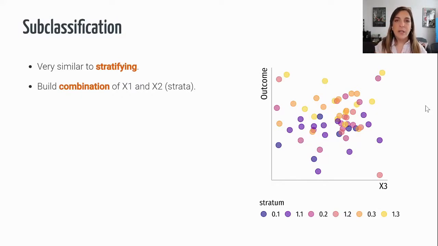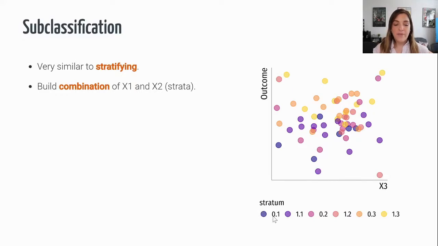So the idea of subclassification basically is to build a combination of whatever covariates you want to balance on. In this case, for instance, I might only be interested in balancing by x1 and x2 directly. So what I do is build a combination between those 2 variables. Because one of them was 2 and the other one was 3, the combination of both will be 6. So as you can see here, I have 6 different strata.